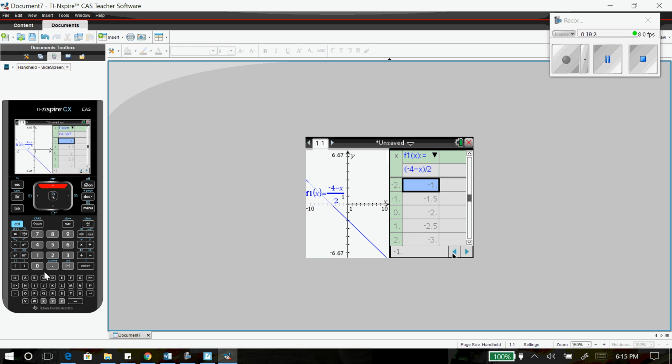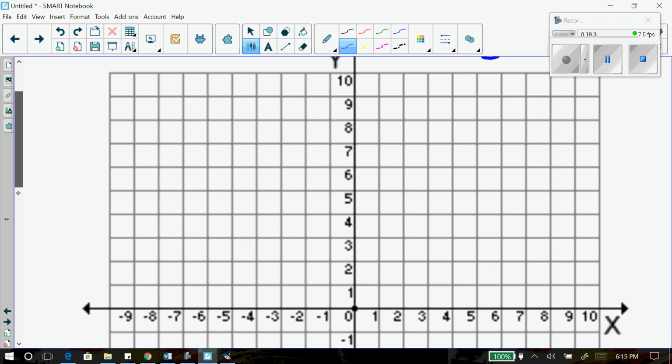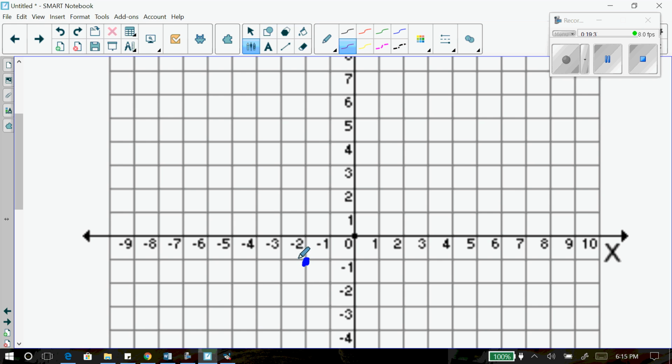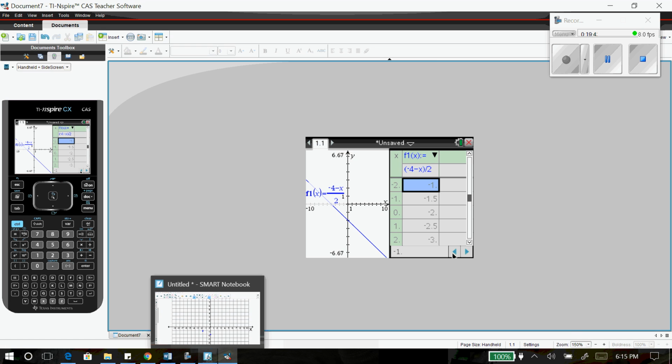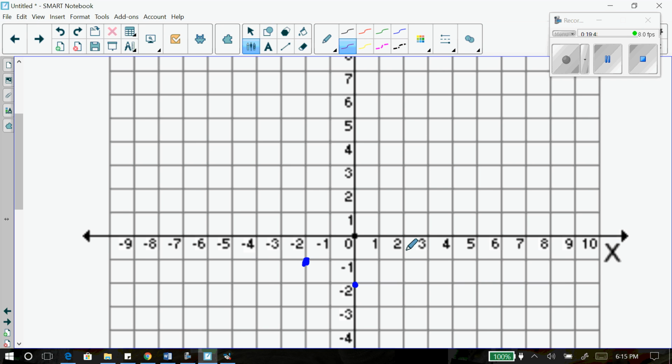Let's practice a couple points here. Negative 2, negative 1. We can graph that. Negative 2, negative 1 is over negative 2, down 1. 0, negative 2 is over 0, down 2. 2, negative 3 is over 2, down 1, 2, 3. All right, I'll let you guys do a little shortcut here and just connect those 3 points. Now we can actually connect them.